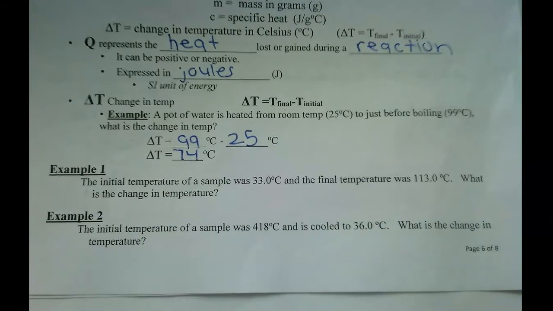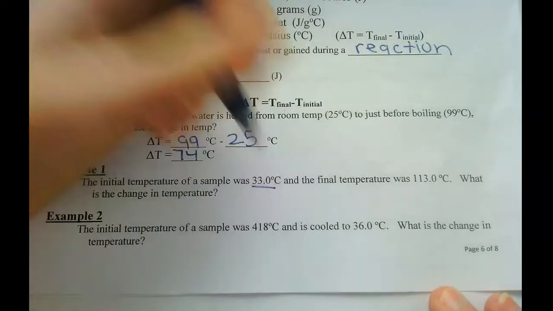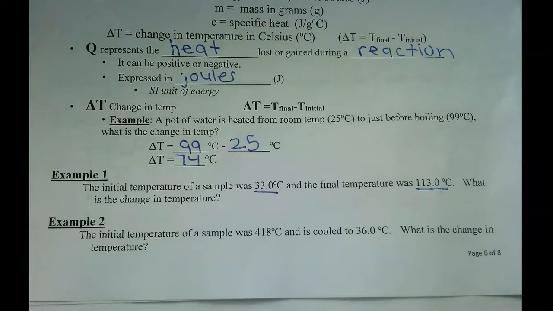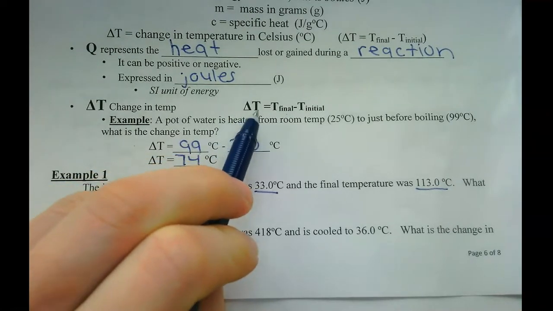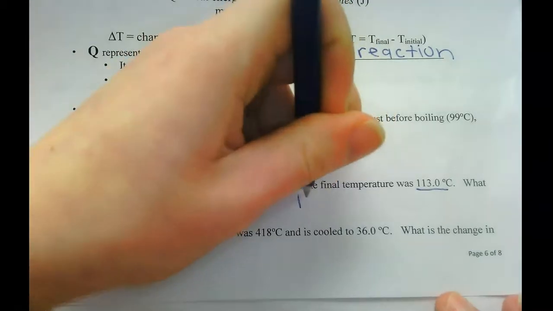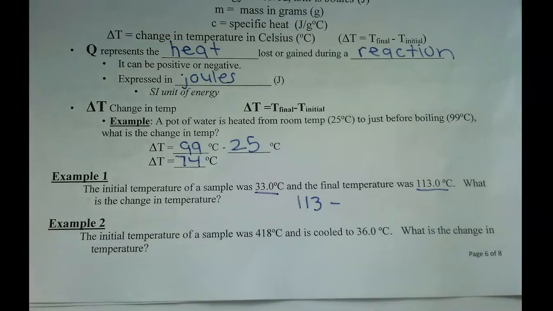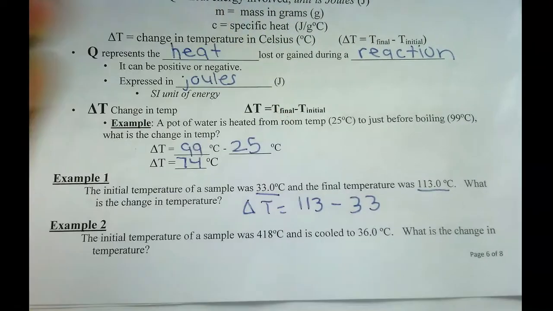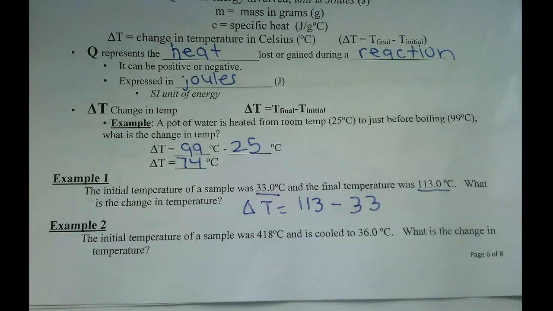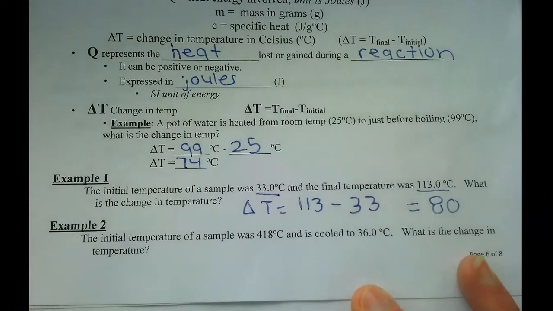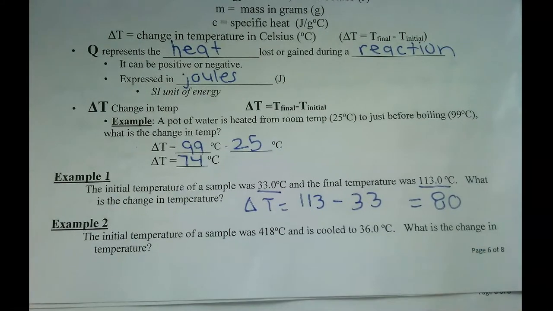So we're going to practice a little more with these. Our initial temperature of a sample was 33 and our final is 113. What is my change? So once again, your delta T is final minus initial. So your delta T is equal to 113 minus 33. So it is equal to 80.